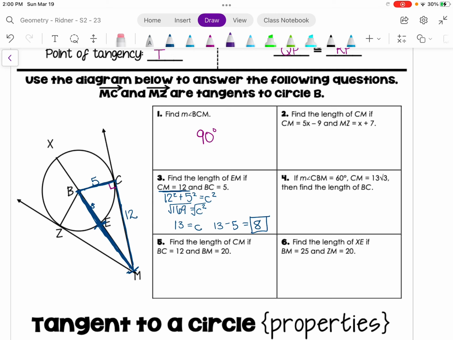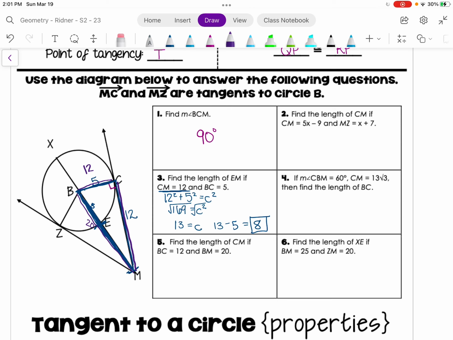We're going to change our colors up here because number 5 is a similar question. I don't really know why I'm not going in order 1, 2, 3, 4, 5, 6, but we'll get to all of them. Okay, find the length of CM. So we're talking about CM again. But if BC is 12 and BM is 20.